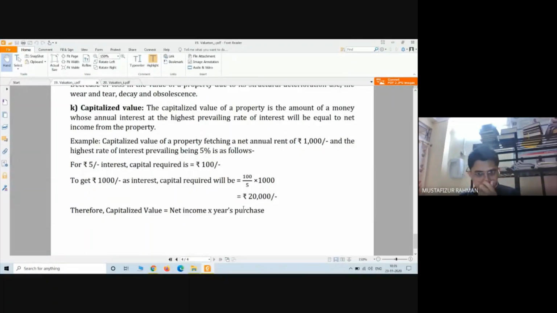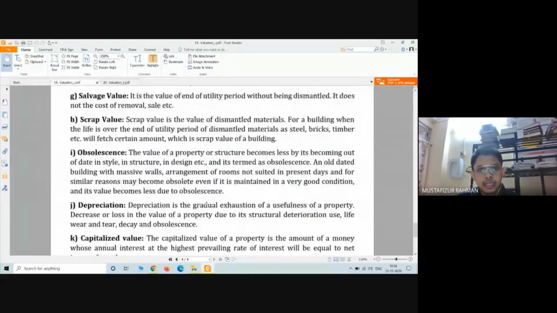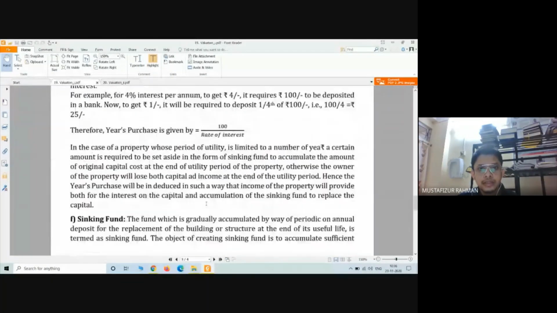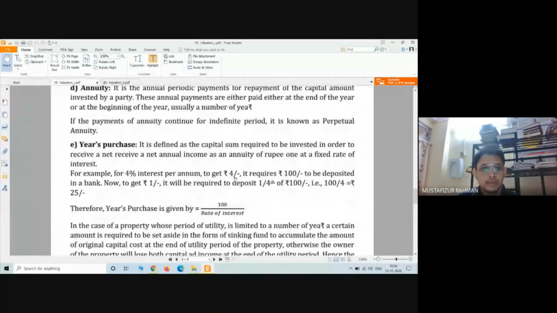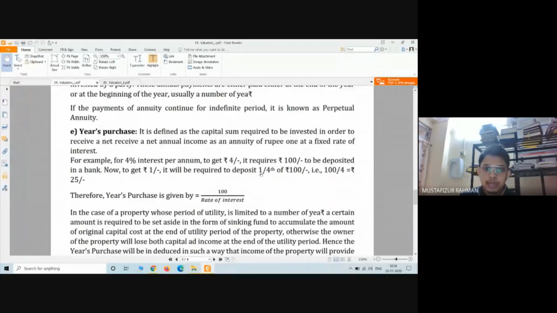Now, as I do this sum, for rupees 5 I require rupees 100. For rupees 1, I will require 100 by 5. And for rupees 1000 as interest, I will require 100 by 5 into 1000. Now, what is this 100 by 5? This is nothing else but the years purchase. Years purchase is the reciprocal of the rate of interest. So this is the money required for rupees 1 as income.